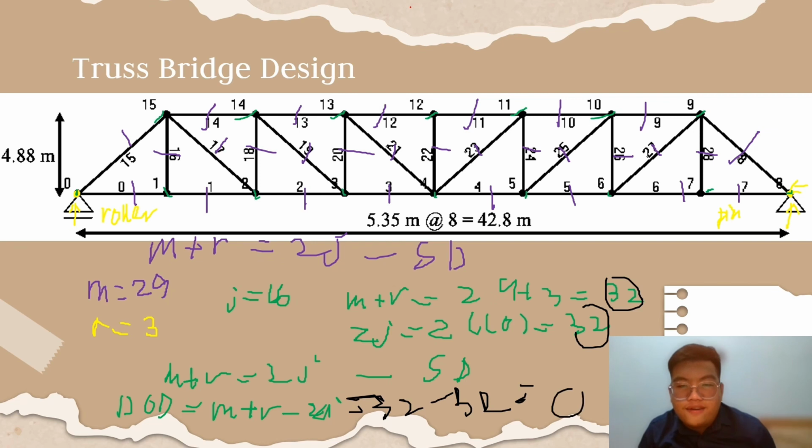32 minus 32, and we'll get the answer of 0. The degree of determinacy is 0, and this truss is a statically determinate truss.